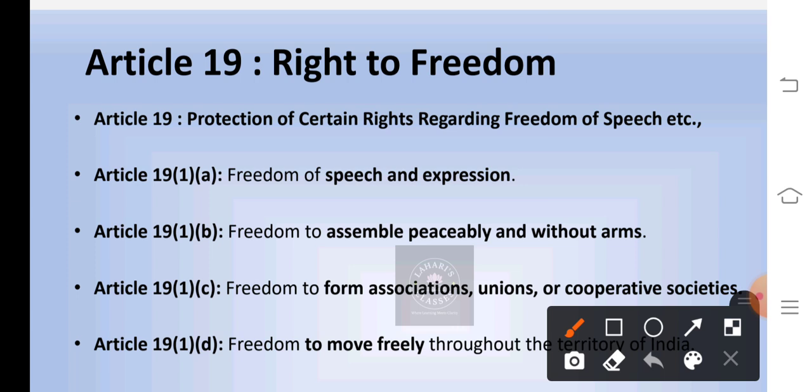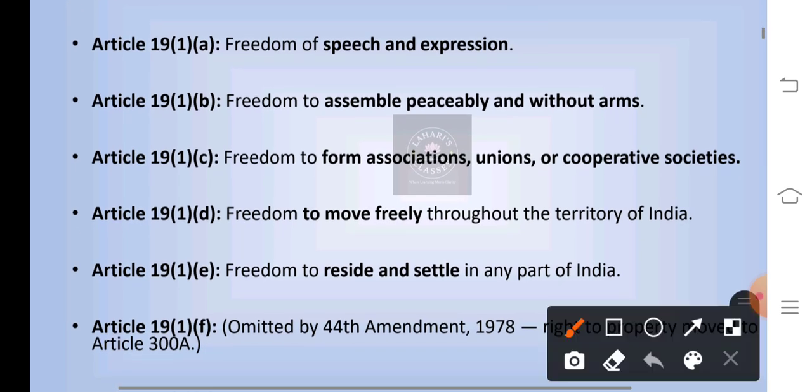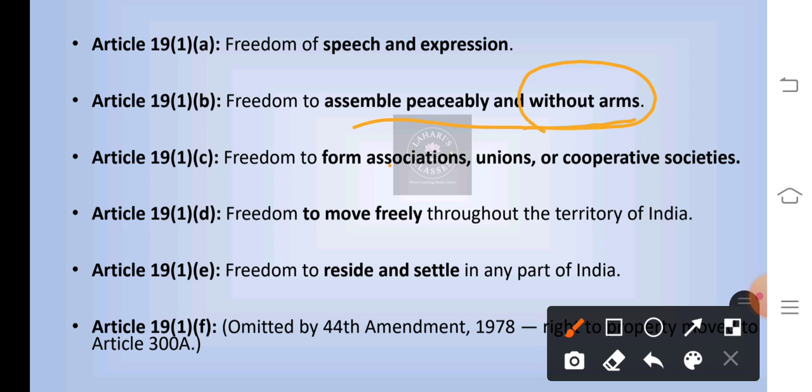So let us understand Article 19 in detail. It actually protects certain rights regarding freedom. Article 19 Clause 1A talks about freedom of speech and expression. That is, you can have complete freedom to express your speech, anything. And Article 19(1)B talks about freedom to assemble peaceably and without arms. Anywhere you can assemble and discuss, have meetings, but without any arms and ammunition.